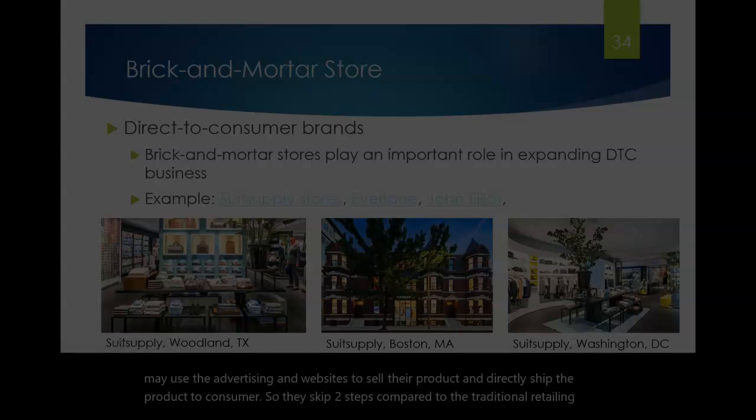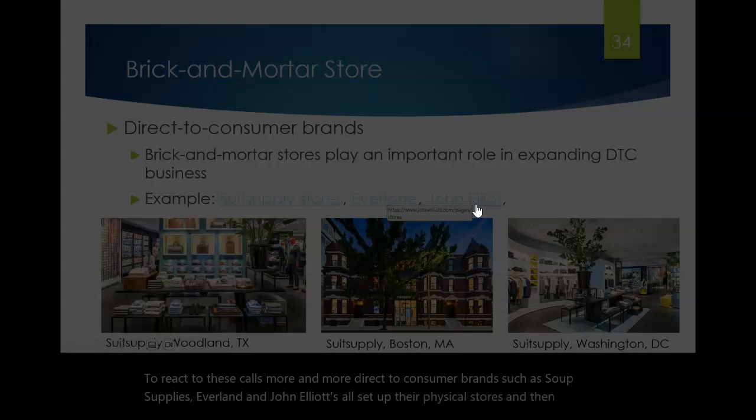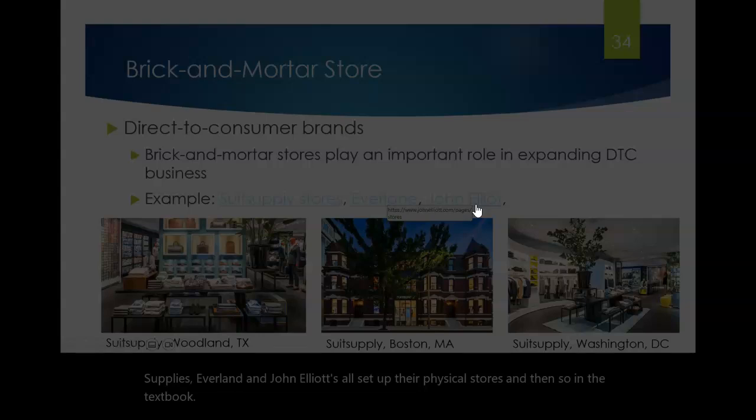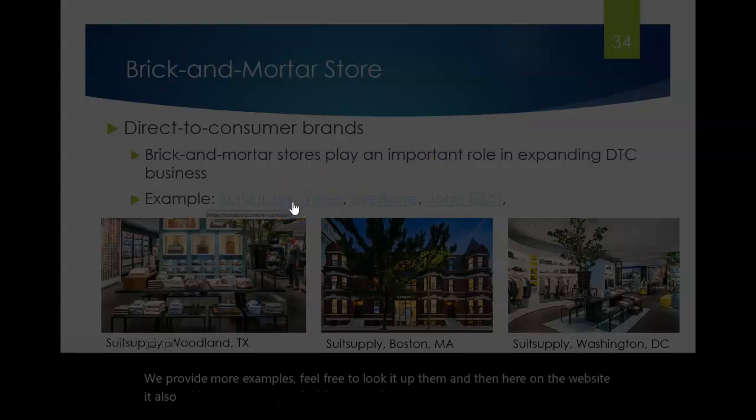However, after they become more and more popular, they actually have more customers wanting to see them in person. To react to these calls, more and more direct-to-consumer brands such as Soup Supplies, Everland, and John Elliott all set up their physical stores. In the textbook, we provide more examples, so feel free to look them up. And here on the website, we also embedded the hyperlink to direct you to their website to find out their store location.